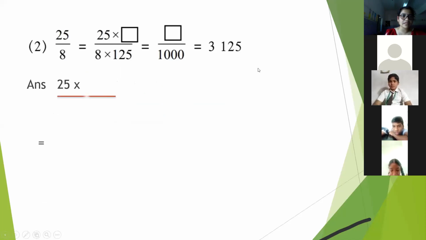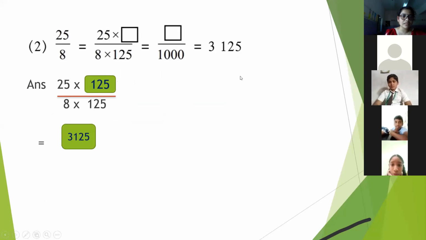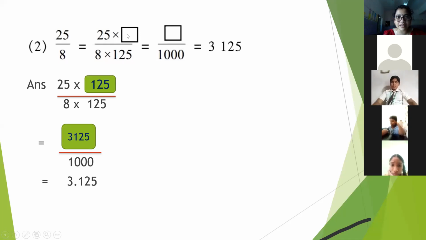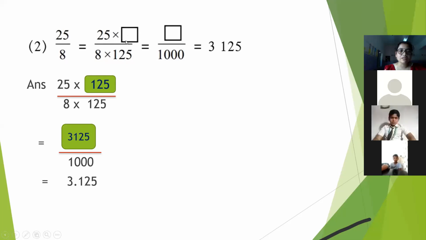This one is your second question. In this question, here is a box, you have to fill the number. 8 into 125, you are getting 1000. So what you will write here? The number which is given in denominator, the same number you will write in numerator. So you will multiply this 25 by 125.